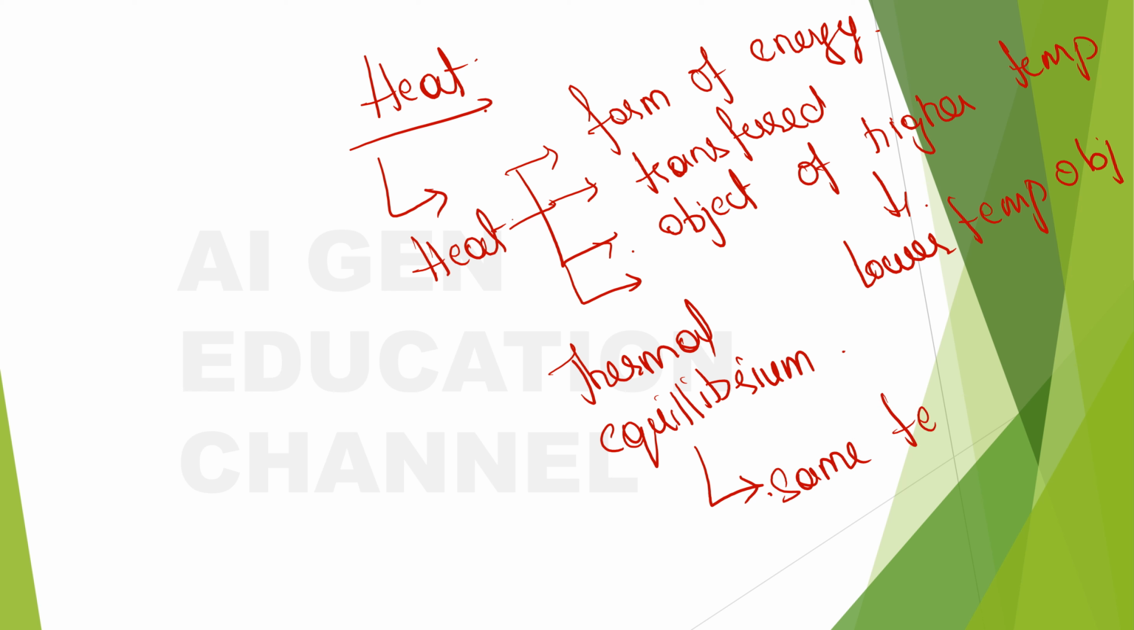Okay. So if you read everything together, you can easily define this term heat. Heat is a form of energy that can be transferred from an object of higher temperature to an object of lower temperature till they attain thermal equilibrium, or till the temperature of both the objects gets same or equal. Okay, so this is the concept of heat.